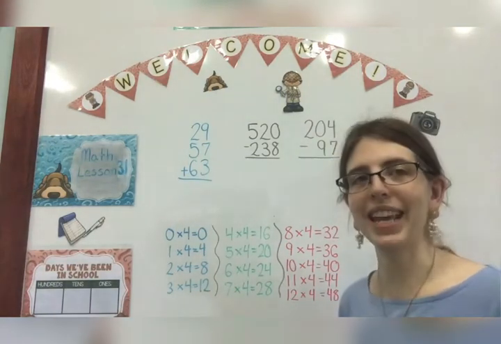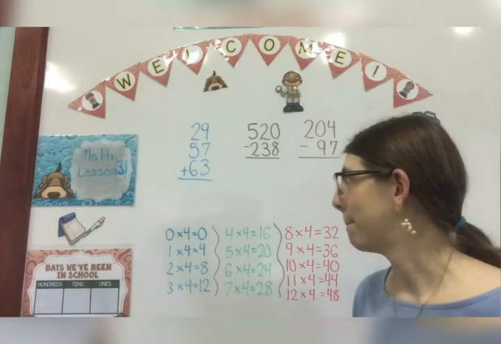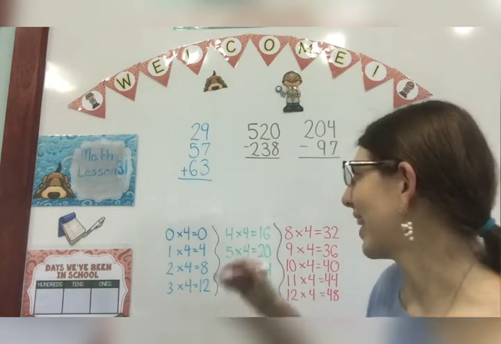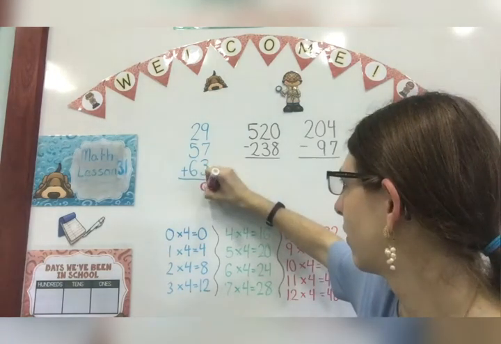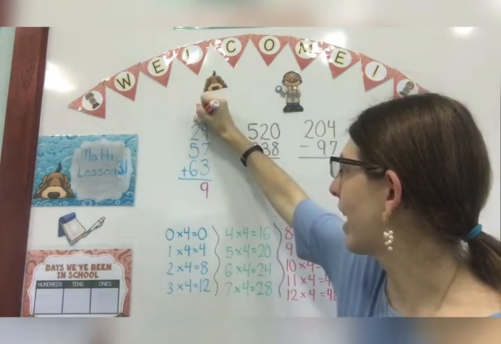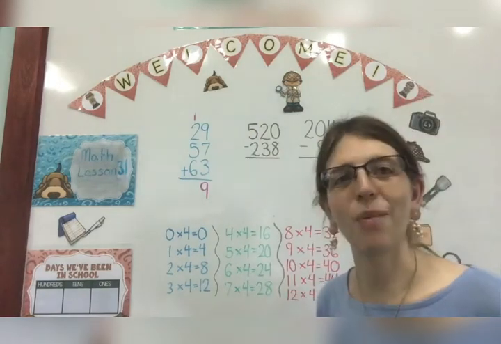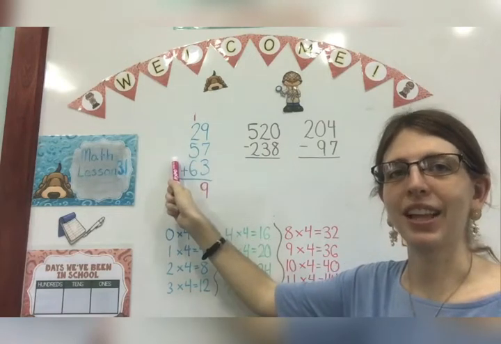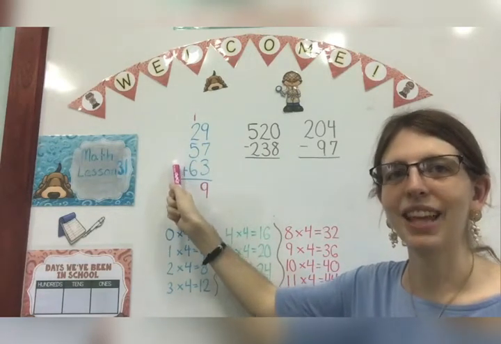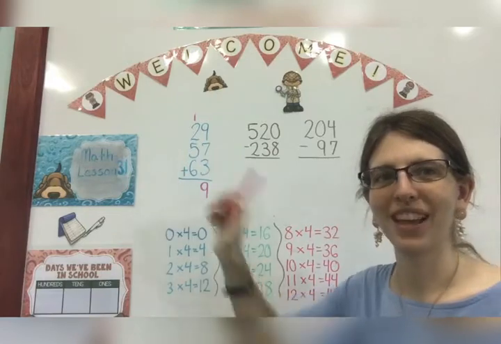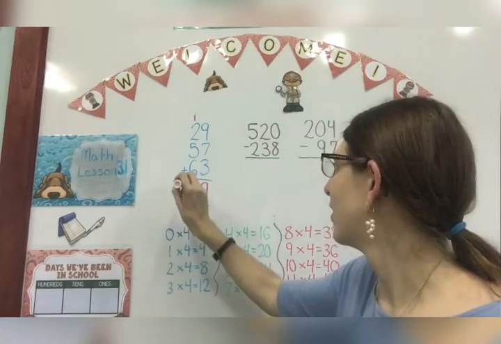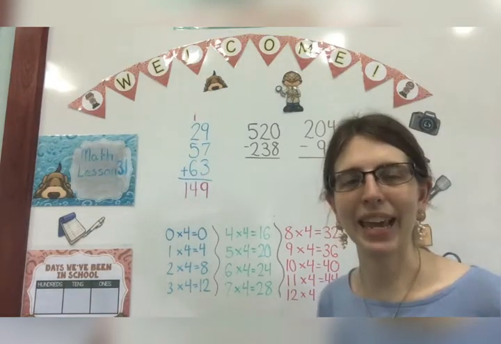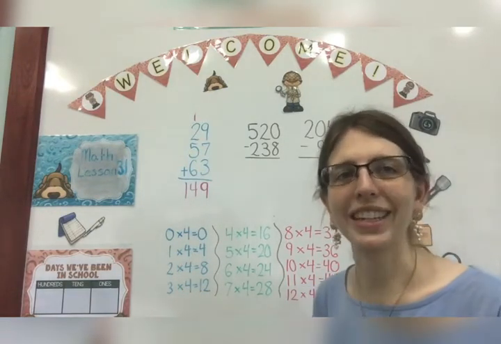9 plus 7 is 16. Good. Plus 3? 19. So we put our 9 down and we carry our 1. Now we add. 1 plus 2 is 3. Plus 5 more, 8. Plus 6 more, 14. So I have 149 as my answer. But I want to know if I did this correctly.